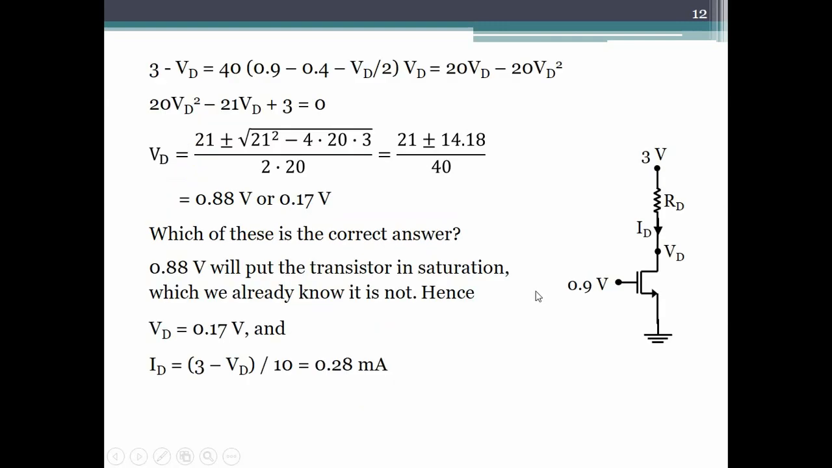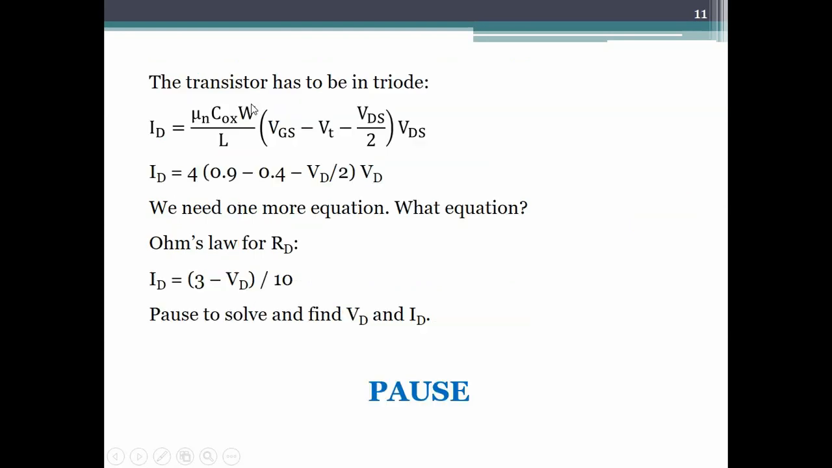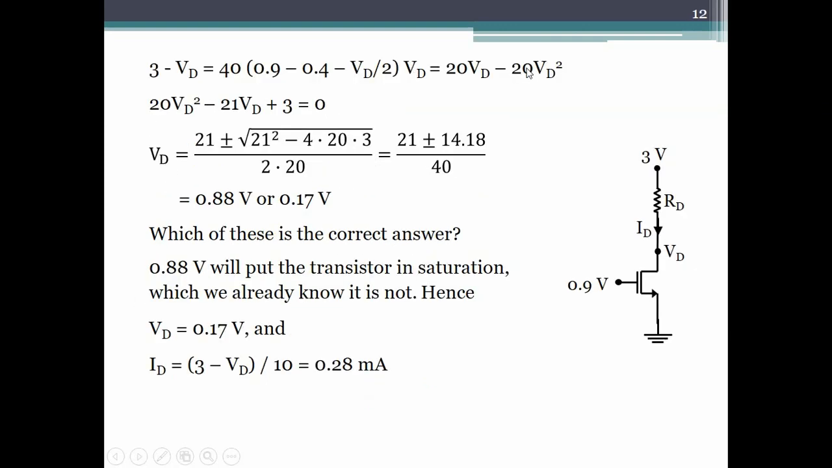Okay, so I am just solving. I am not going through this, but clearly what do we see? There is a Vd squared here, right? So we substitute for ID here, then we'll get a Vd squared, and so we get a quadratic. So we solve the quadratic, and when we solve the quadratic, we'll get Vd as possibly 0.88 volts or 0.17 volts. This Vd is either 0.88 or 0.17.